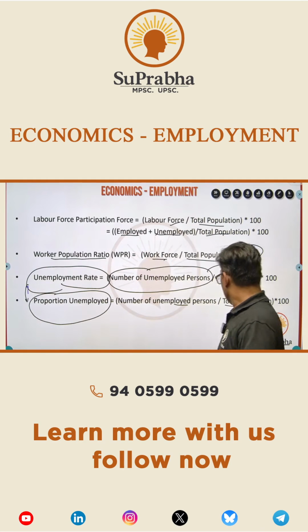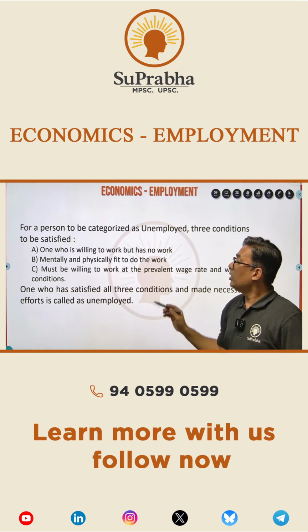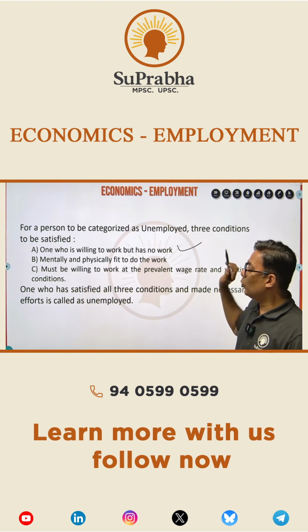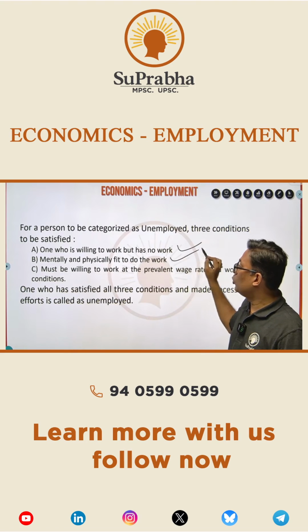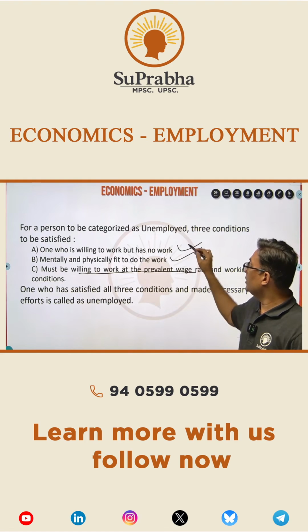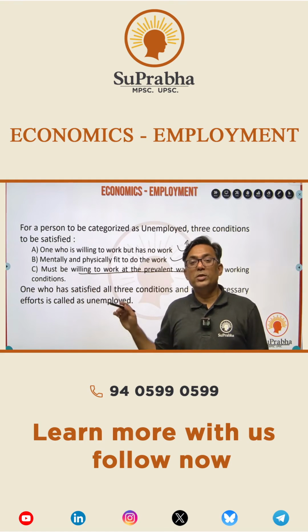Fine. Now in that case, who can be considered as unemployed? A person who is satisfying three conditions: one who is willing to work but has no work, mentally and physically fit to do work, and must be willing to work at the prevalent wage rates. If these three conditions are satisfied but still that person is not able to get work, that person is considered as unemployed.